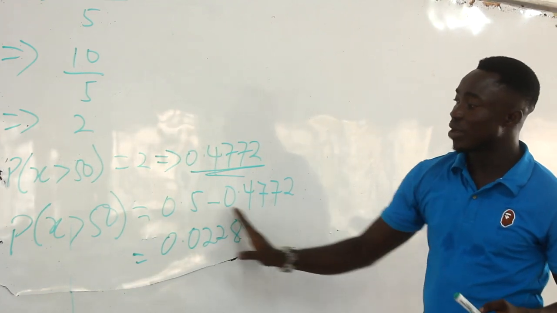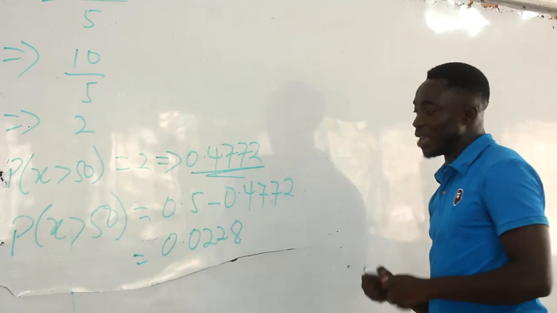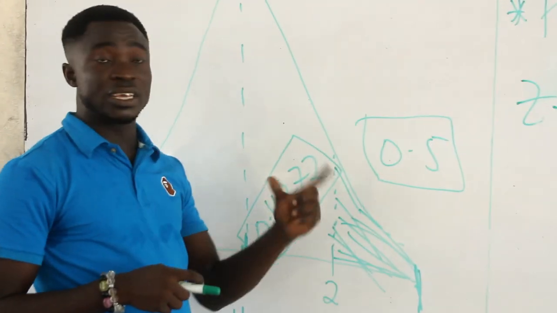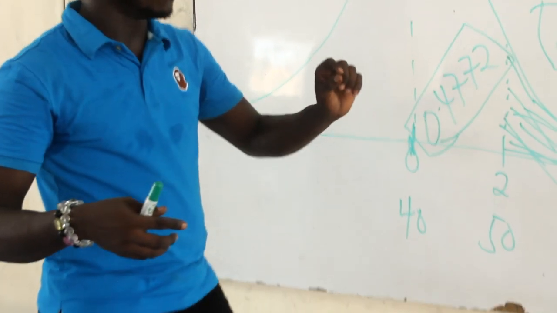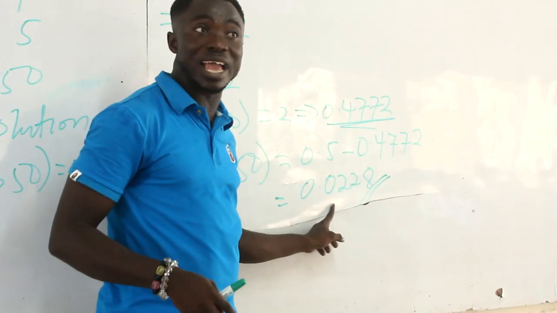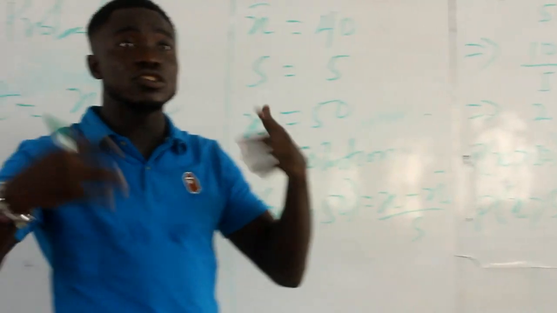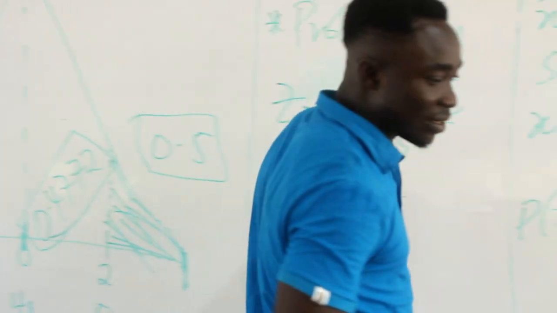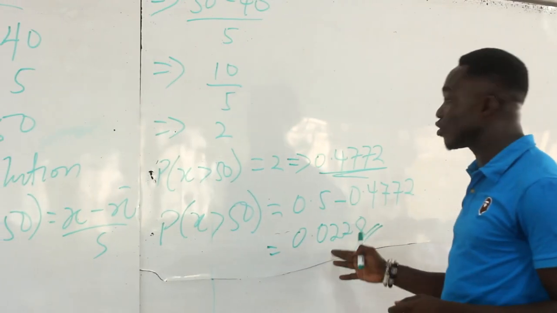So if this is the probability after subtracting, you realize that this probability becomes the final answer, because the probability of students obtaining greater than 50 is 0.0228. But if they should ask you the percentage of students who obtain a score greater than 50, then you would have multiplied this by 100 because the question was on percentage. If they should ask you about how many students obtain a score greater than 50, then you would have multiplied this by the number of students in the question.